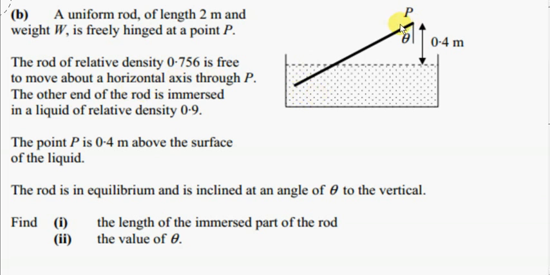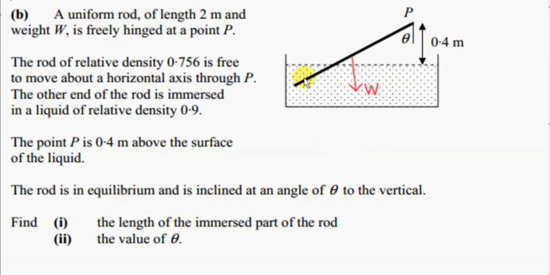By the way, the horizontal axis through P is coming out of the screen or into the screen, perpendicular to the plane of the screen. The point P is 0.4 meters above the surface of the liquid. The rod is in equilibrium and is inclined at an angle of theta to the vertical. We want to find the length of the immersed part of the rod.